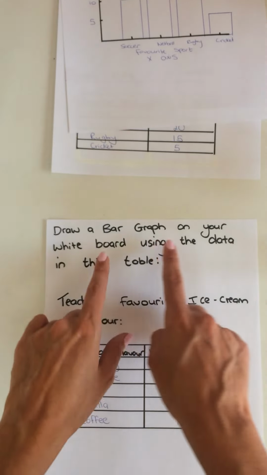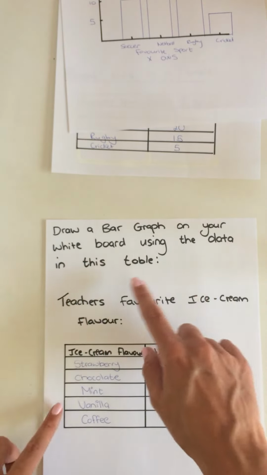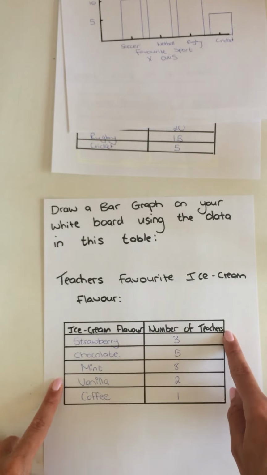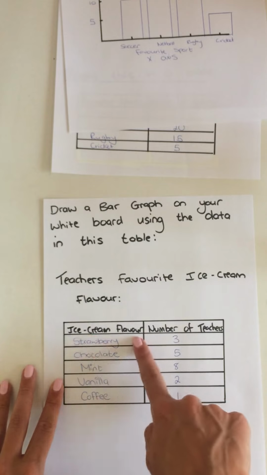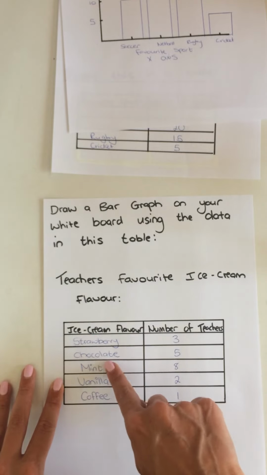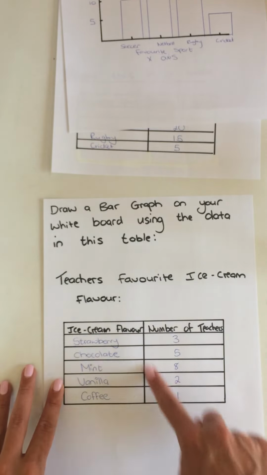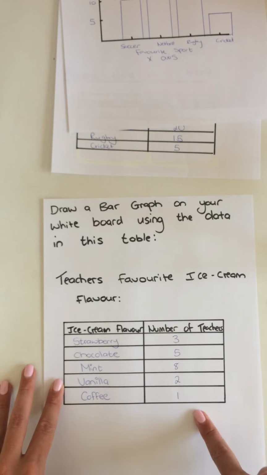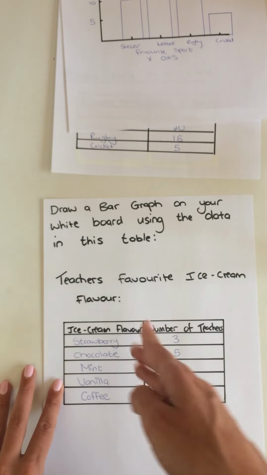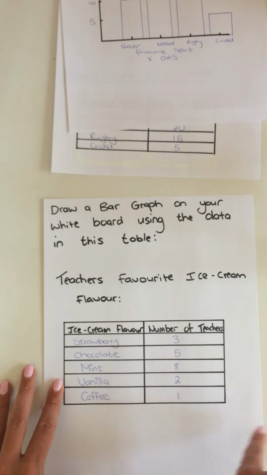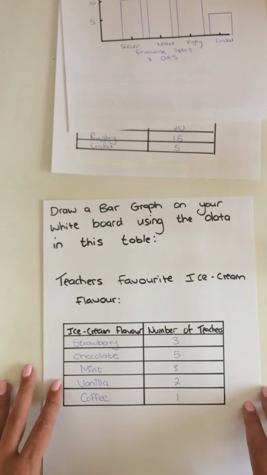You need to draw a bar graph on your whiteboard using the data in this table, and this table represents all the teachers' favorite ice cream flavor. So here I have the ice cream flavor, strawberry, chocolate, mint, vanilla and coffee, and the number of teachers that like the flavor. Remember to correctly label each column, your x and your y axis, and put your x and your y axis on your graph correctly.